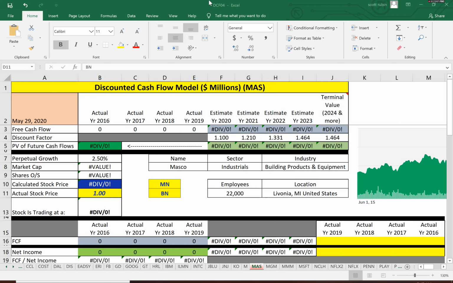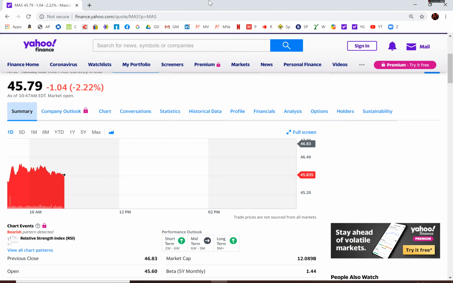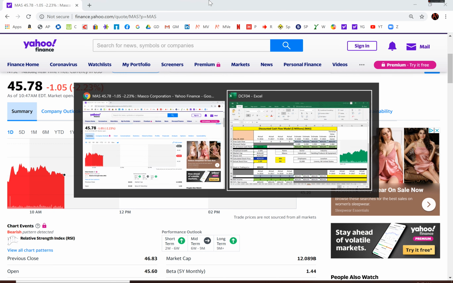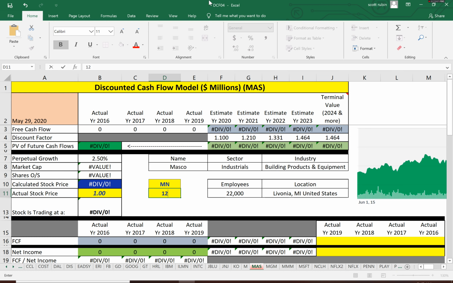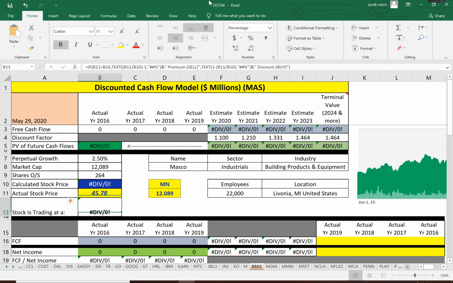We're going to calculate the stock price for Masco using prior financial information. First, we need the market cap. Let's go to Yahoo Finance. It's 12.089 billion. Next, we need a stock price, 45.78. So that means they have 264 million shares outstanding.